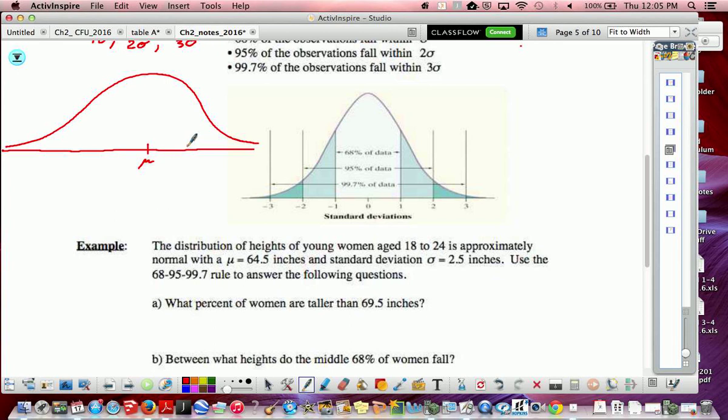I'm going to go out 1, 2, 3 standard deviations. So I'm going mean plus a standard deviation, mean plus 2 standard deviations, and the mean plus 3 standard deviations. I'm going to do the same thing to the left, but instead of writing plus, I'm writing minus. So the mean minus 2 and the mean minus 3.